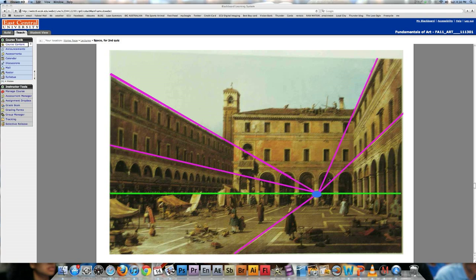So the person that made this painting, their eyes were right here. This is where their eye level was. And so you see all of these converging lines that are parallel, that aren't vertical, that are horizontal. They all converge at this vanishing point.